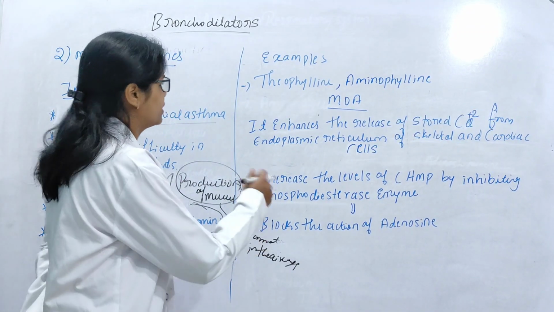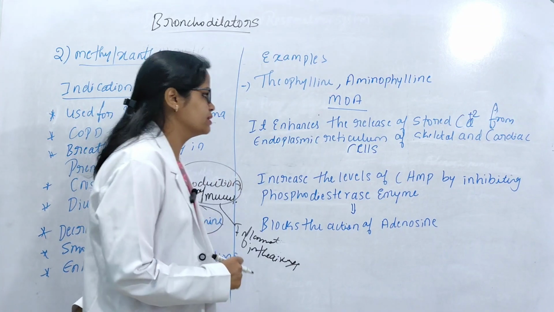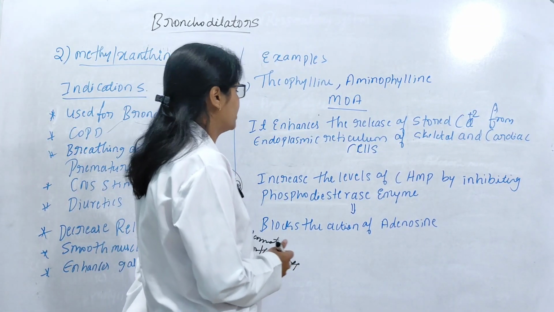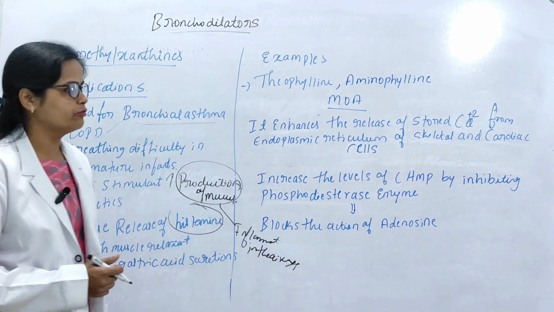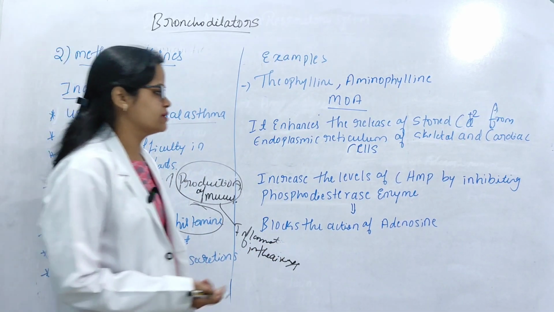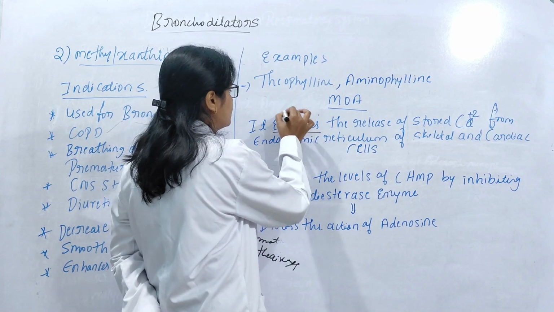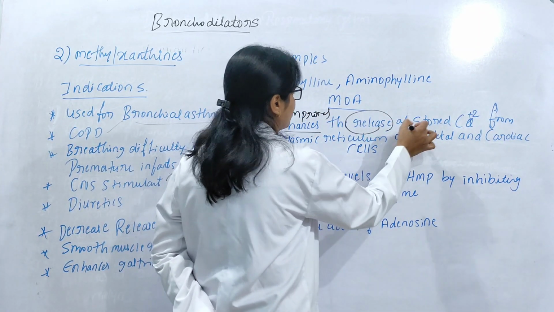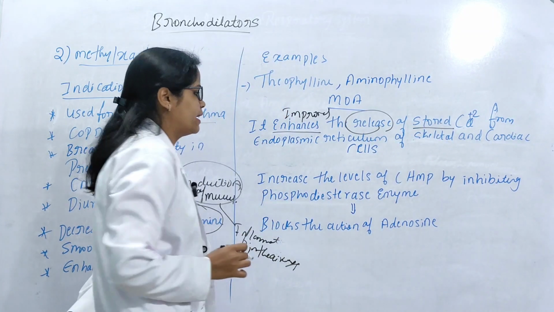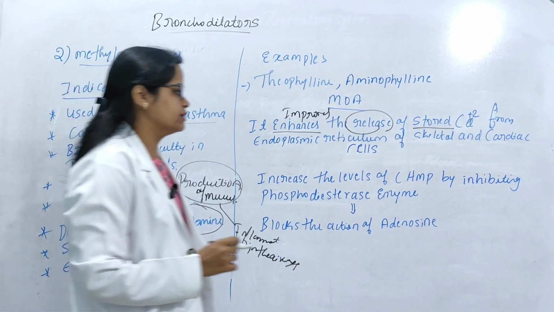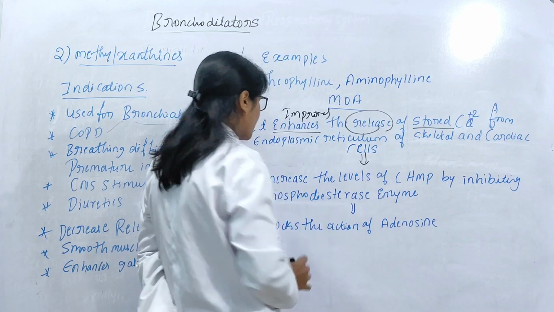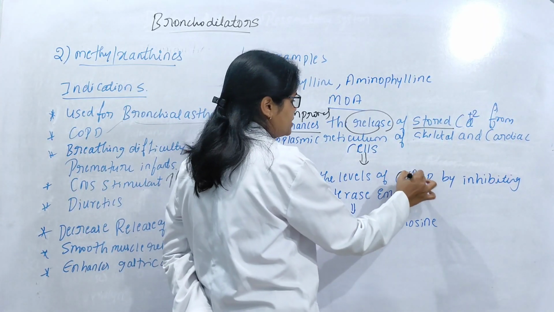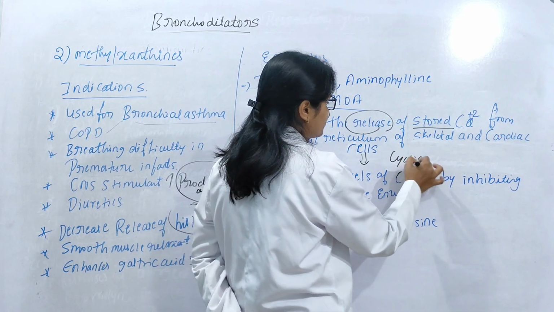Next we will see the mechanism of action of methylxanthines. It enhances, meaning improves, the release of stored calcium from the endoplasmic reticulum of skeletal and cardiac muscles. Then it leads to an increase in the level of cAMP. cAMP is cyclic adenosine monophosphate.